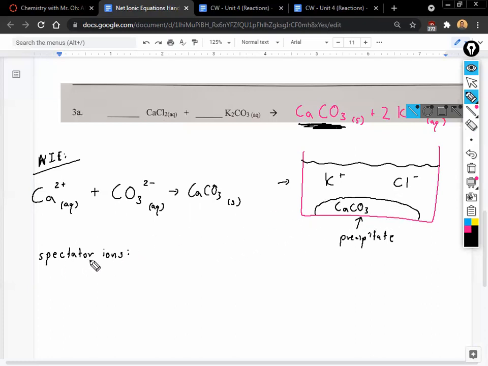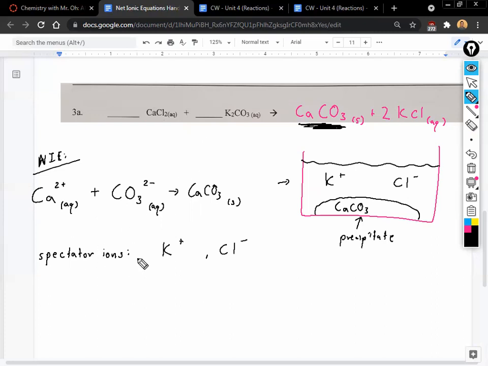So just based on the name, what do you think the spectator ions in this reaction were? Exactly, potassium and chlorine. Okay, because all they did was kind of switch around, but they didn't really change. They stayed aqueous, so they're just spectating. They're just kind of looking at what happened. Okay. So that's the net ionic equation.